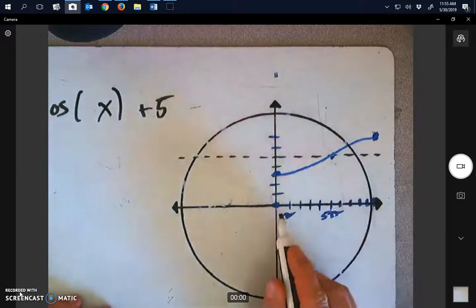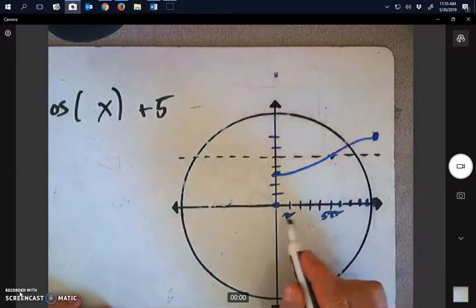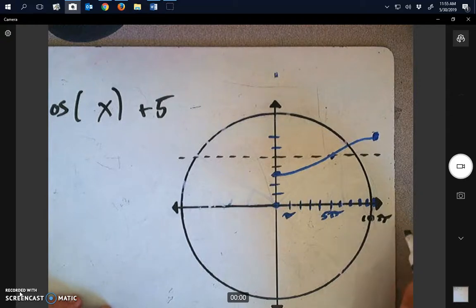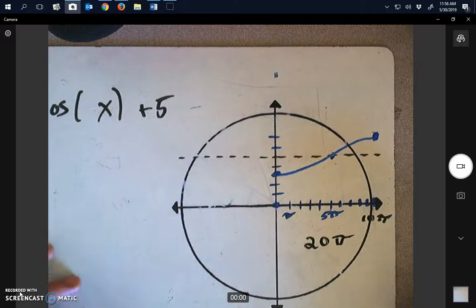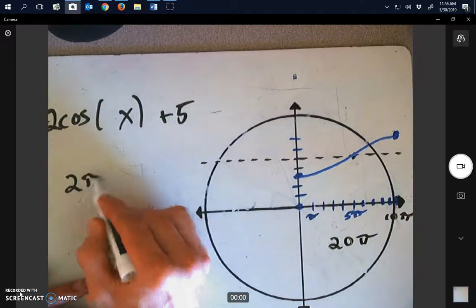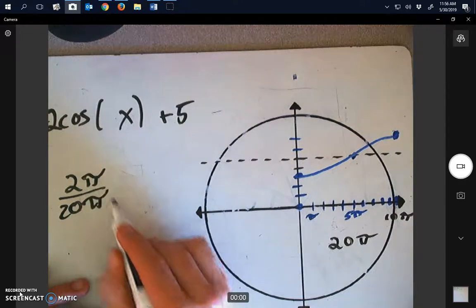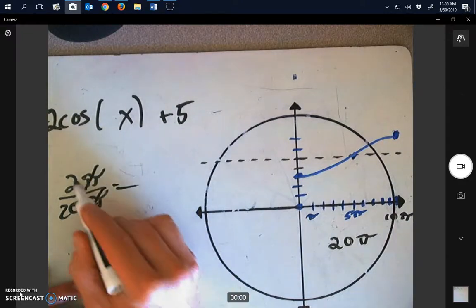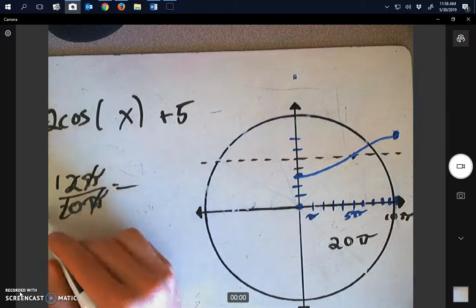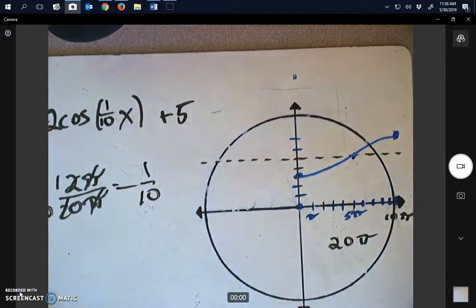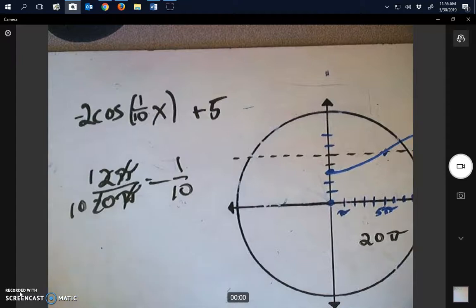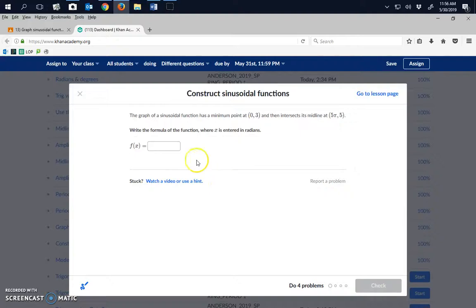Well, we know half of our graph is 10π, so a full graph must be 20π. So what we do is we take 2π and we divide by 20π. And the π's cross off. We divide both by 2, so we get 1 over 10. So 1 over 10 would go in there. And so that should be our function. So let's check it. So negative 2 cosine 1/10 x plus 5.